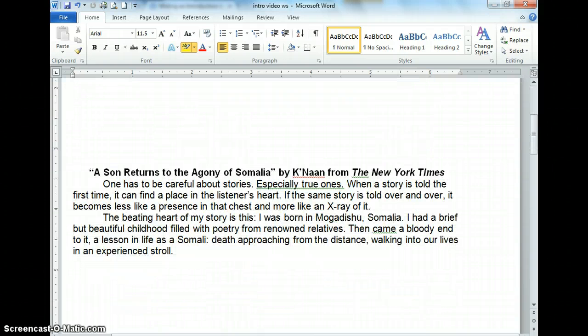I'd like for you to read "A Son Returns to the Agony of Somalia" to yourself. Reading it to yourself, ask yourself, what has this author done that I can learn from? What has he done for creating an effective introduction? Please begin.